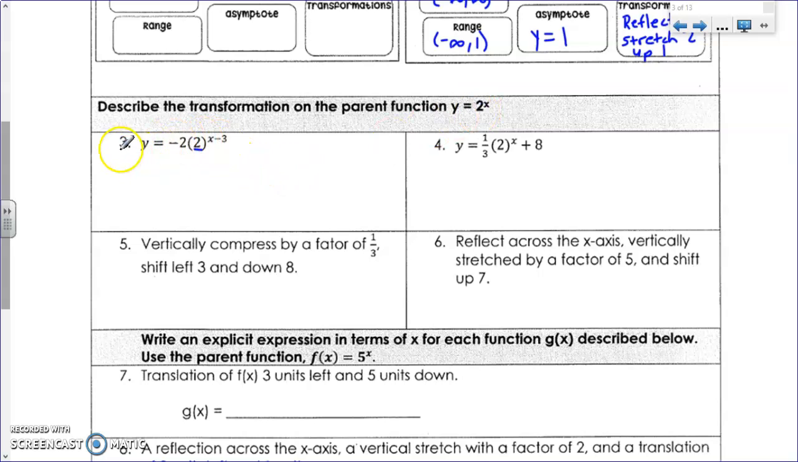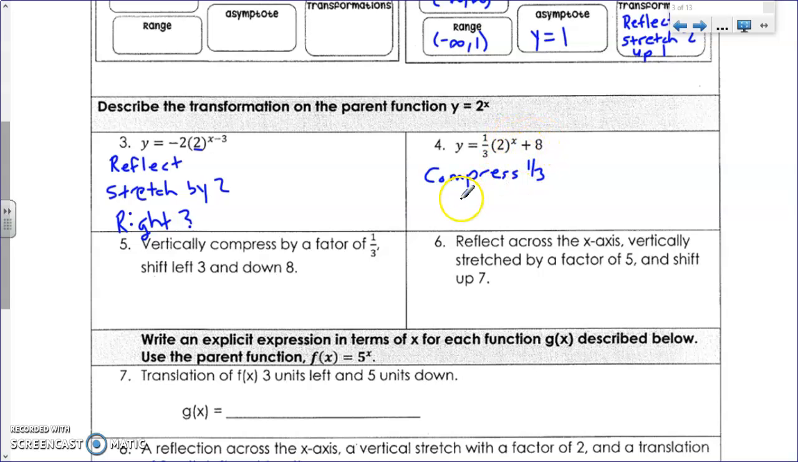So what happened? It's negative here, so it is reflected. It is stretched by 2. And then, what does this mean when it comes out opposite? So it's going right 3. Okay, here if we look at this, we know this is compressed by 1/3. And then this x doesn't go left or right, but it's going to go up 8.